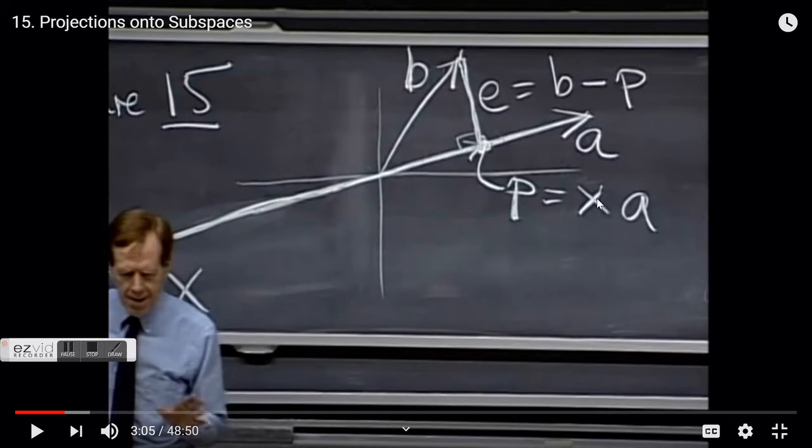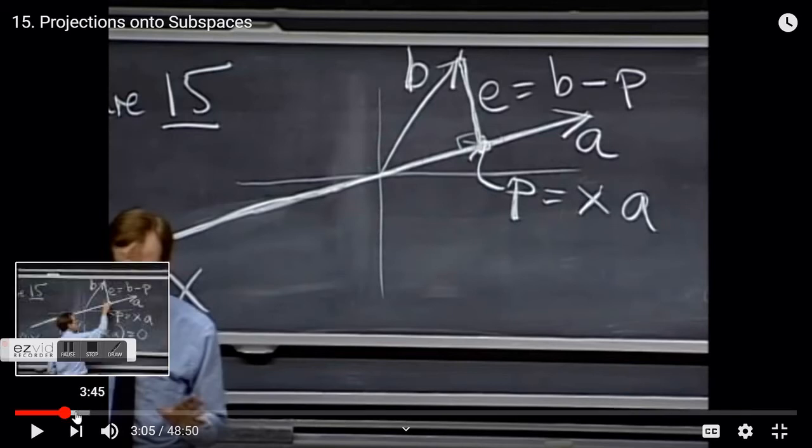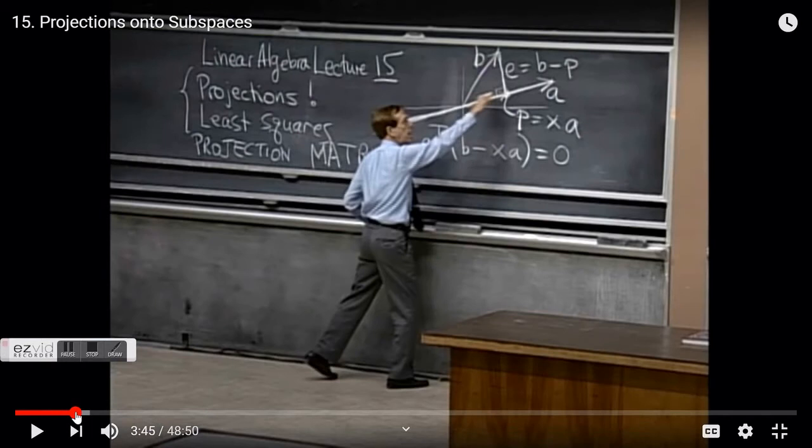So X is a scalar multiple of this vector. So keep in mind, this is a number and this is a vector. And once this scalar is multiplied with this vector, we get another vector P. So in order to find P, we know A, and now X is the unknown. We want to find this scalar multiple along A.